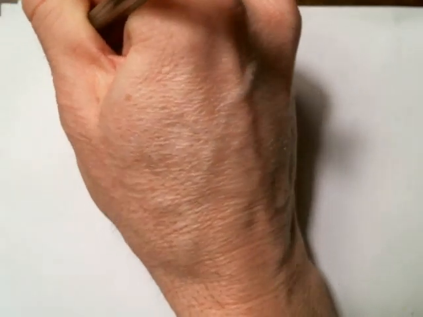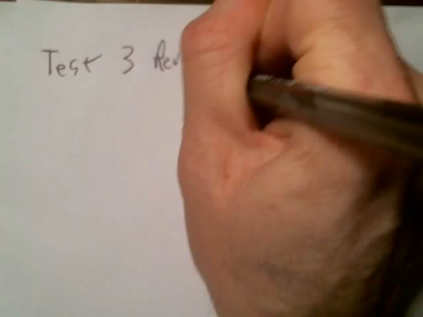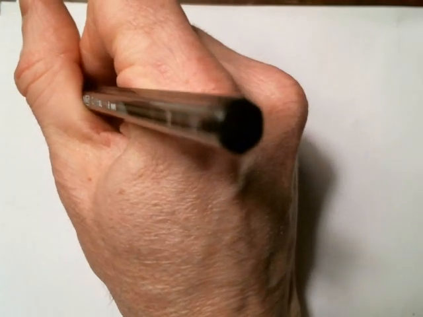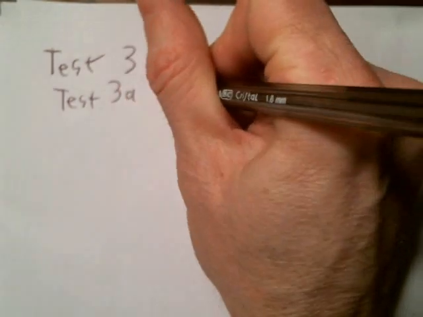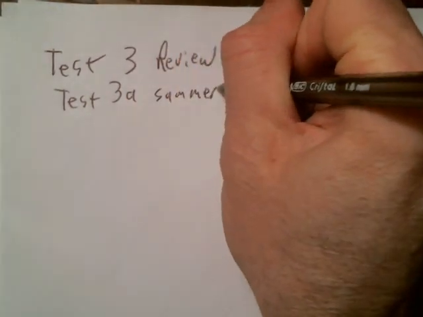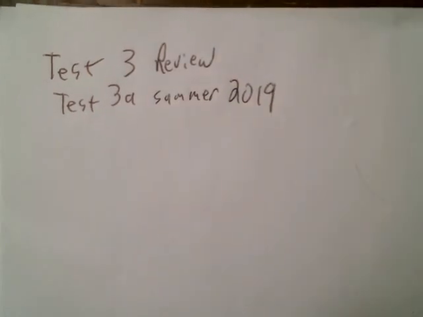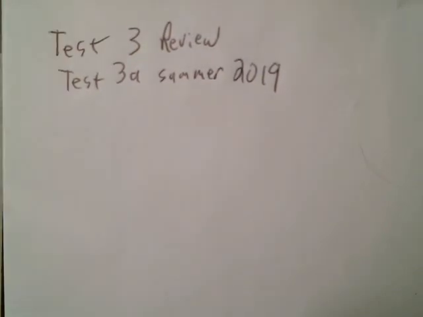Anyways, this is test 3 review, and basically I'm working with test 3A from summer. It says summer 2019 on the top. Okay, and we want to go through this just to make sure everybody's on the same page. And the first problem is to find any potential critical numbers.